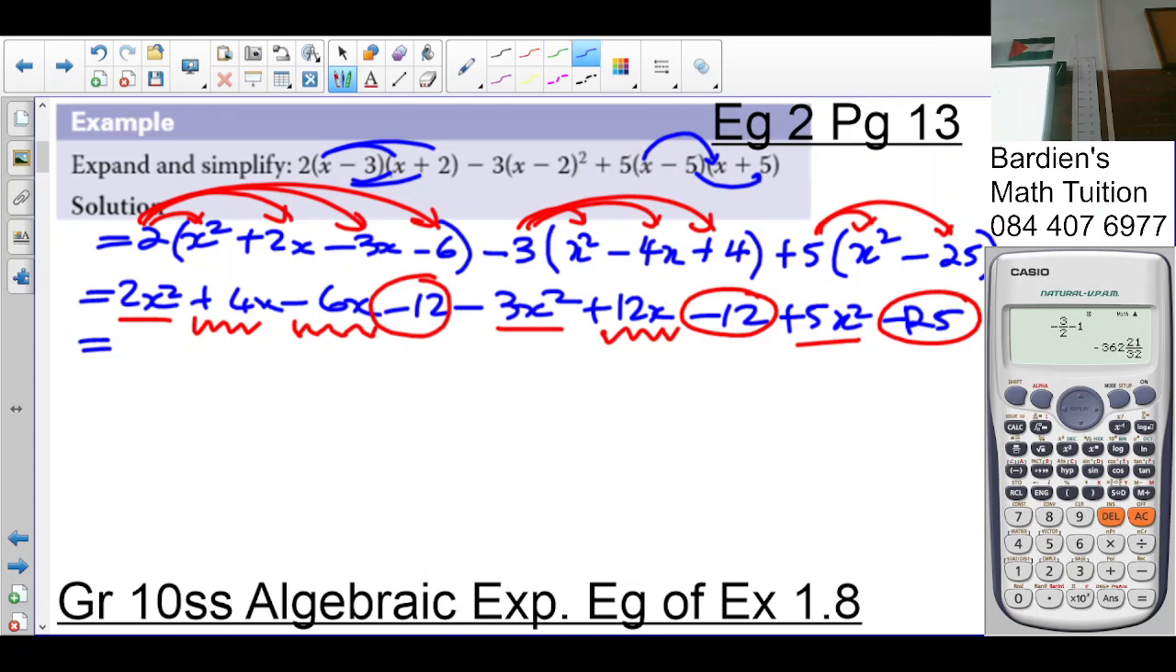So 2x squared, minus 3x squared, negative 1x squared plus 5x squared. 4x minus 6x is negative 2x, plus 12x. Negative 12 minus 12, negative 24 minus 125. Okay. Any confusion? No?